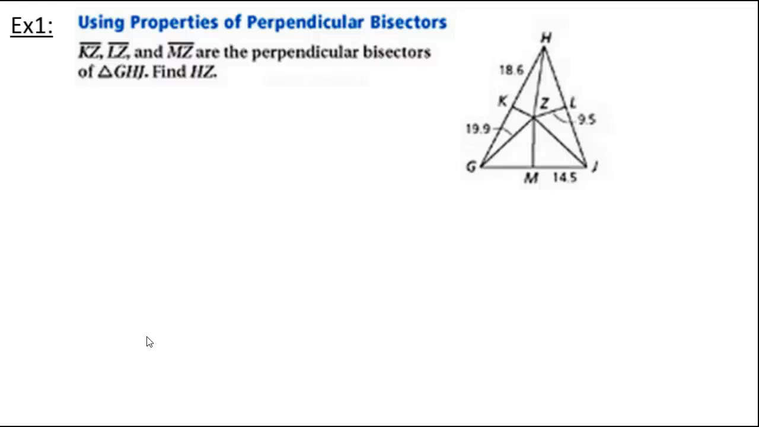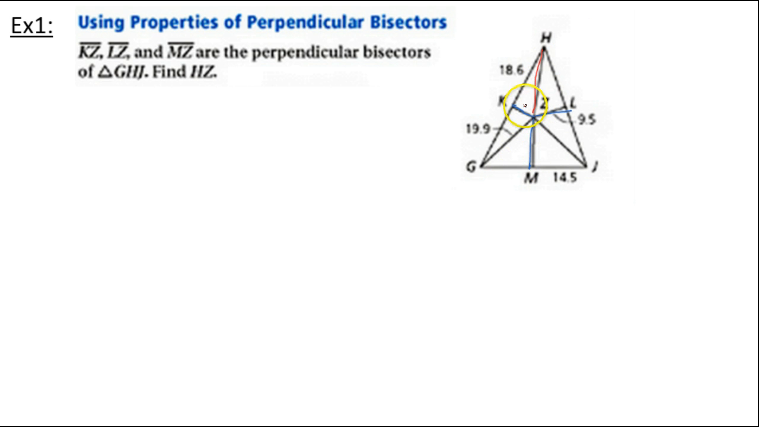We have our first example, using the properties of perpendicular bisectors. So here we have this triangle. We know that KZ, LZ, and MZ are all perpendicular bisectors. So I'm going to write those in blue. Here it is, and here it is. Those are all in blue. We need to find HZ. So HZ would be this side right there.